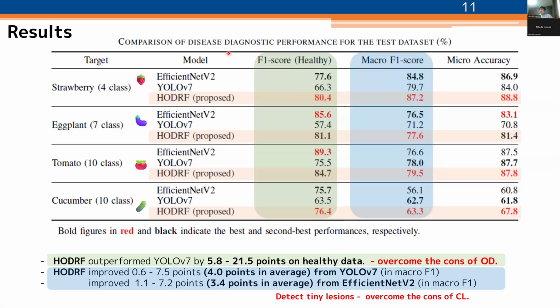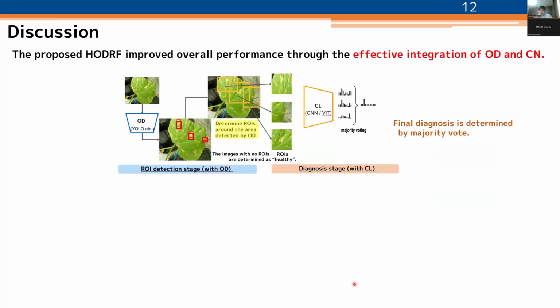Here is a summary of the results. The proposed HODRF outperformed YOLOv7 by 6 to 21 points on healthy data diagnosis. And generally, the proposed framework showed 4 points better performance on average than YOLOv7 and 3.4 points better than EfficientNetV2. This very good performance is obtained by the effective integration of object detection and classification models.